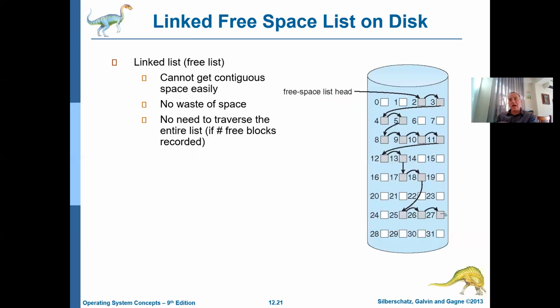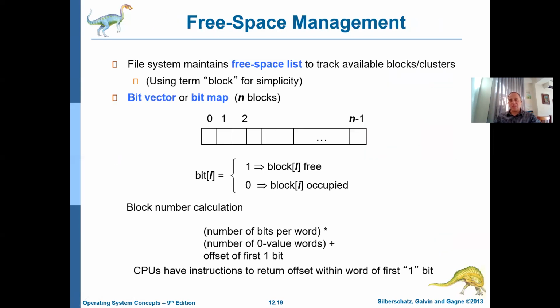I could also have a linked list for free space instead of a vector, which could actually be a lot better because I don't waste any space and I don't have to start scanning for who's free. If I did it just like this, I'd have to scan. Could be occupied, occupied, occupied, until eventually I find somebody that's free, because it's just a linear list.